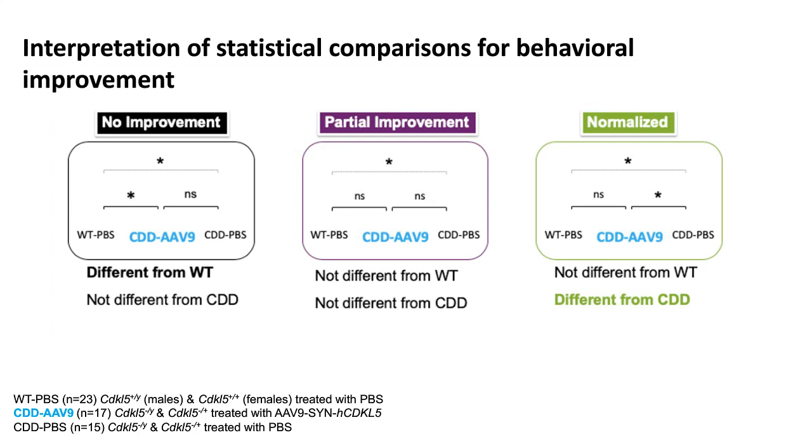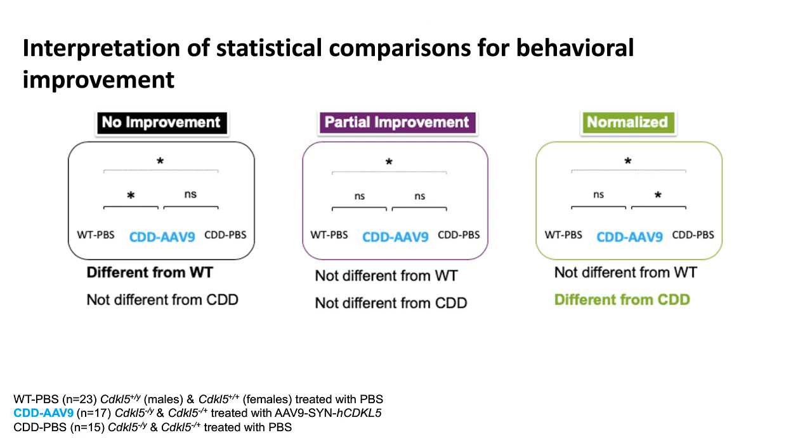So what we did then is we looked at the CDD mice that were treated with vector. And these are both male and female. We've grouped them together for these particular analyses. And we wanted to see how they changed relative to these two treatment groups. So we binned them by 3 categories. They either showed no improvement, partial improvement, or their behavior was normalized. What no improvement looked like is that the CDD mice treated with vector performed the same as CDD mice treated with PBS. What partial improvement looked like was that we were able to move the bar just a little bit down.